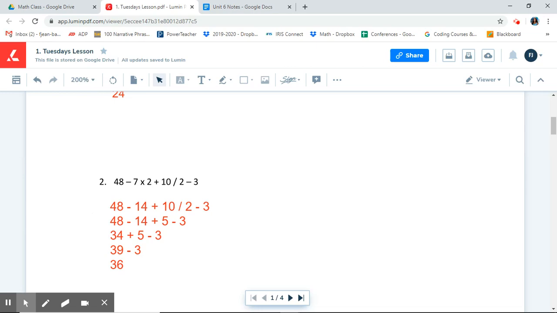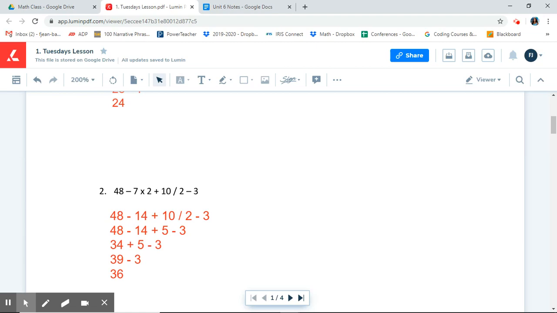Exactly. 10 divided by 2. 10 divided by 2, equals 5. We rewrite our expression, and we have 48 minus 14 plus 5 minus 3. Is there any multiplication or division left? No. So now we're going to solve for addition and subtraction, moving left to right.